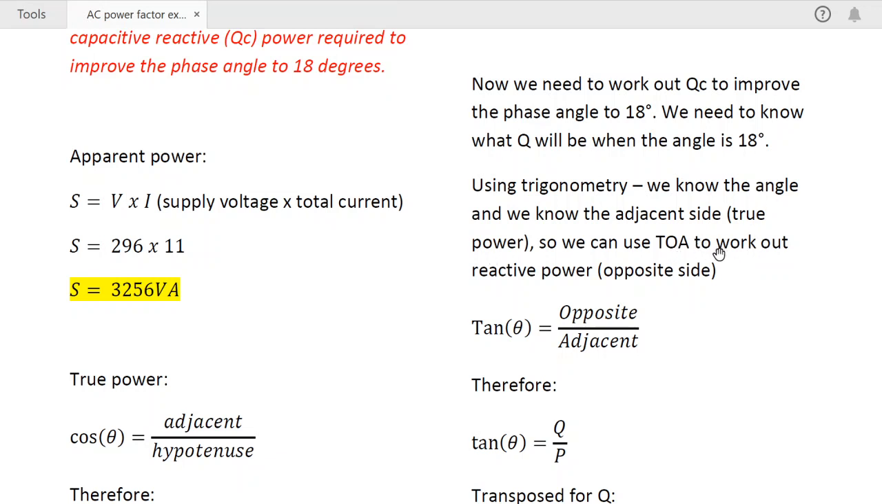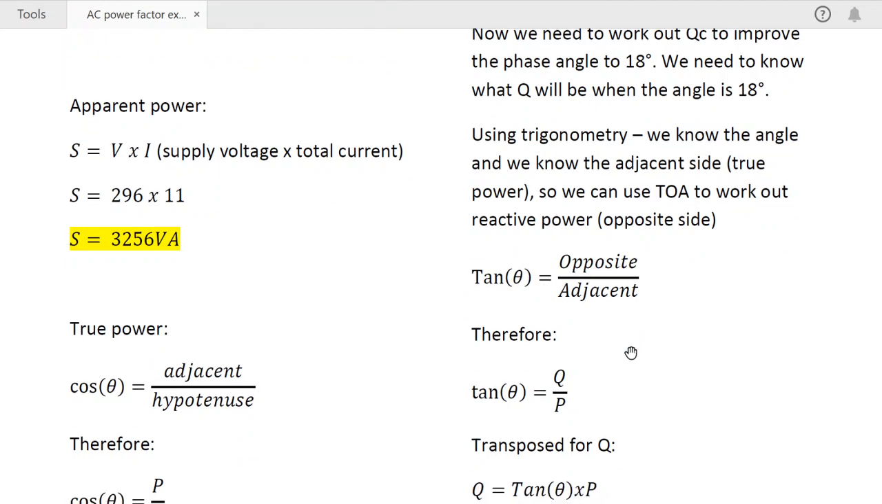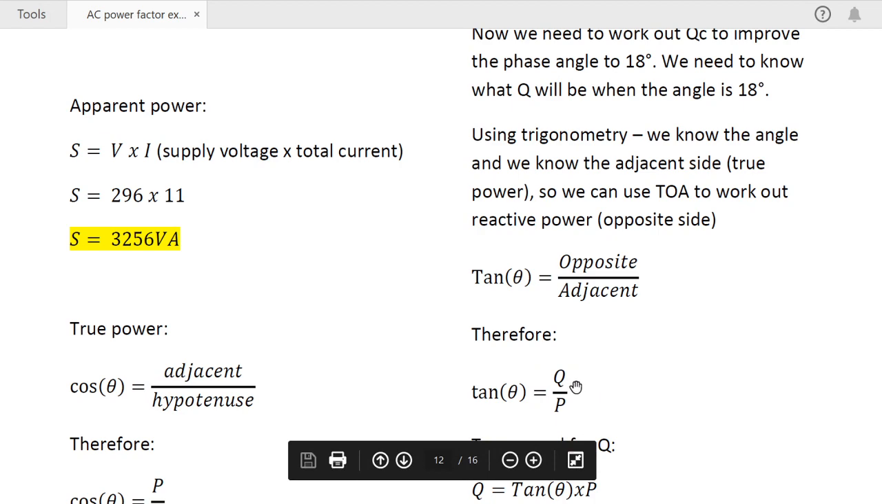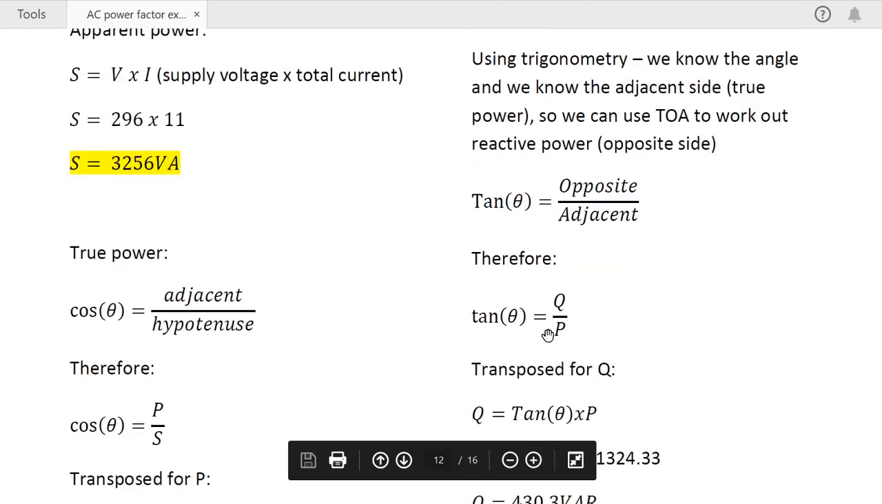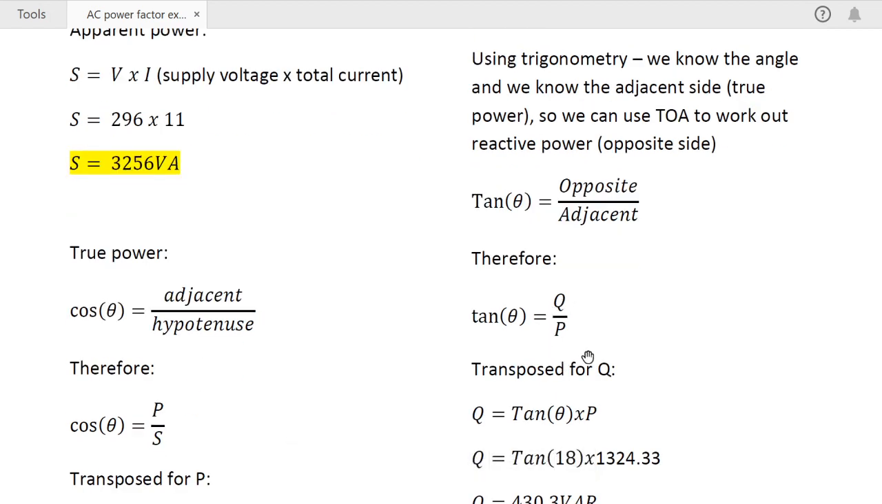That means we can use TOA to work out the reactive power, the reactive power being the opposite side in our trigonometry formula. So tan of the angle equals opposite over adjacent, and therefore tan of the angle equals Q over P. Q is the opposite, P, true power, is the adjacent side.